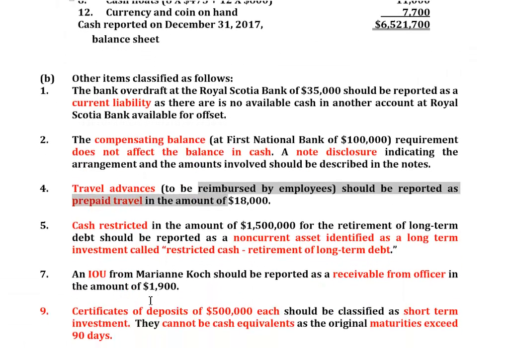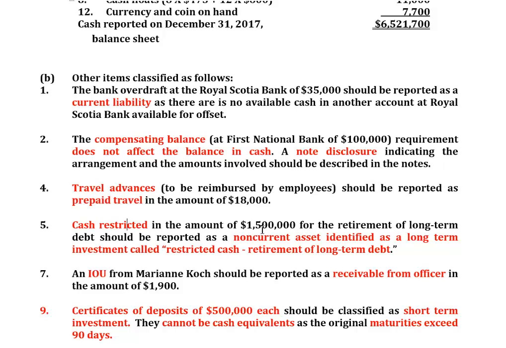So what we would say here is that restricted cash of $1.5 million is a non-current asset, and we would classify it as a long-term investment in the long-term investment section of the non-current assets. And we would call it restricted cash for the retirement of long-term debt.